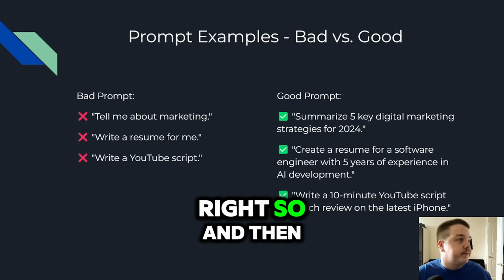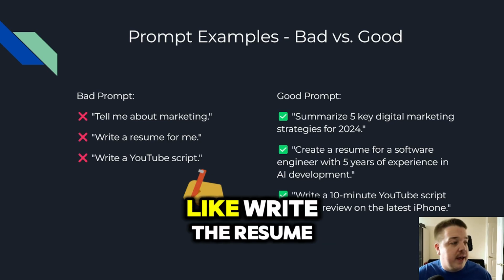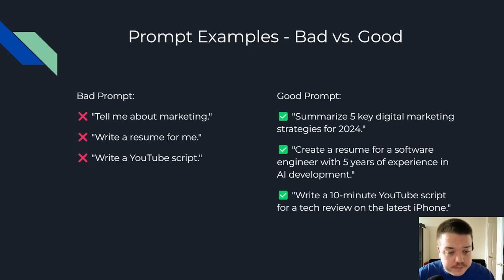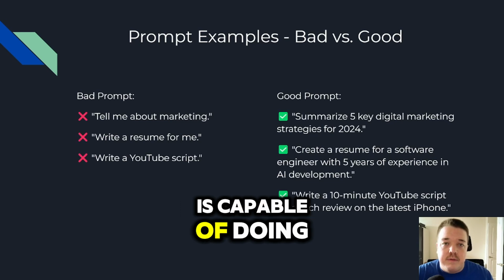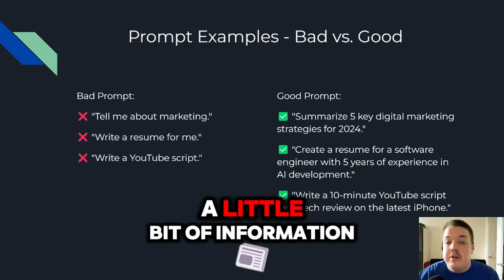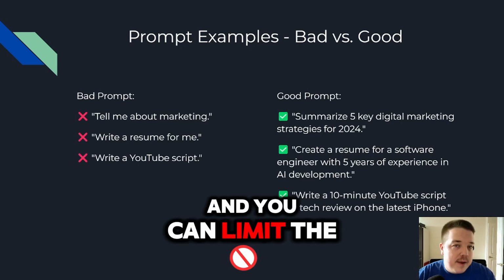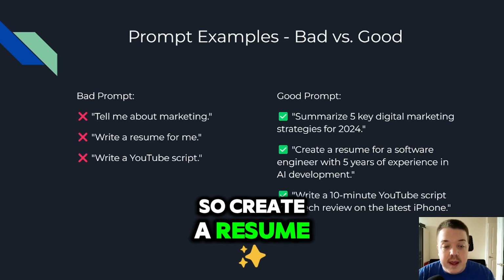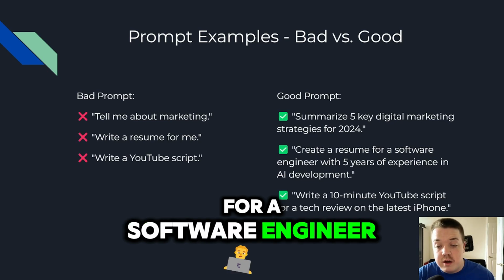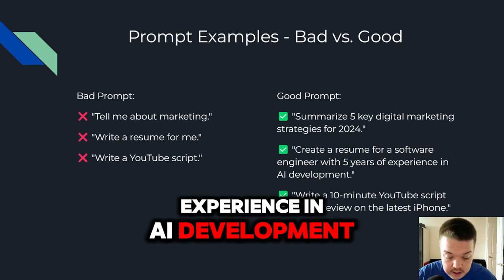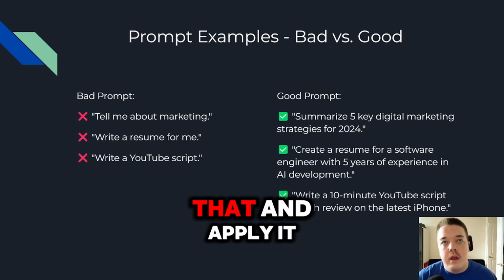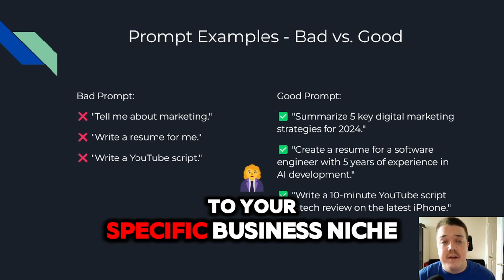And then we get into things like writing a resume, or writing a YouTube script. The things that AI is capable of doing for you just by giving it a little bit of information, and you can limit the information, like in terms of the resume. So create a resume for a software engineer with 5 years of experience in AI development, use a concise and formal tone. Then you take that and apply it to your specific business niche.